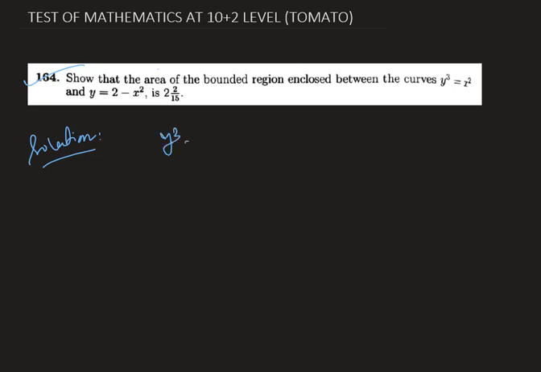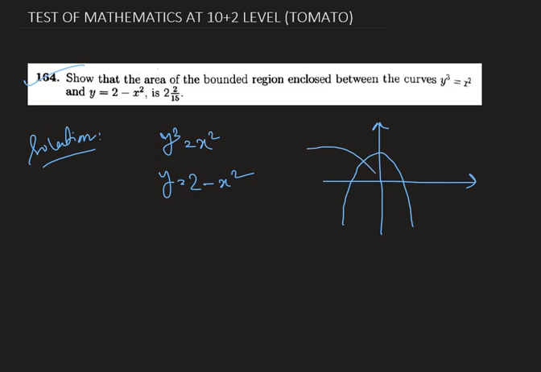The two curves are y cube equals x square and y equals 2 minus x square. Therefore, the pictorial representation of these two curves looks like this. This is the curve y equals 2 minus x square and this is the curve y cube equals x square. Therefore, our required region is this shaded portion.